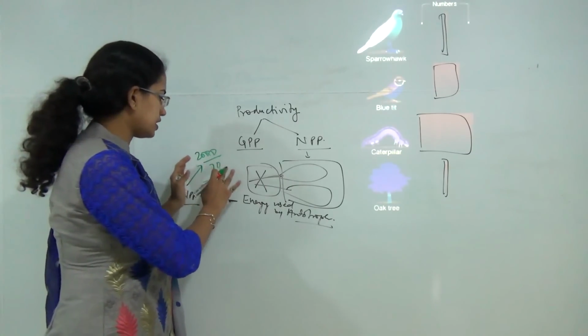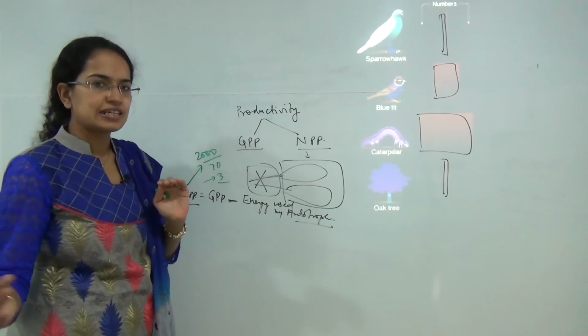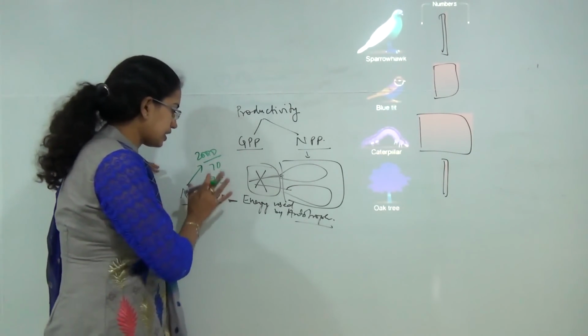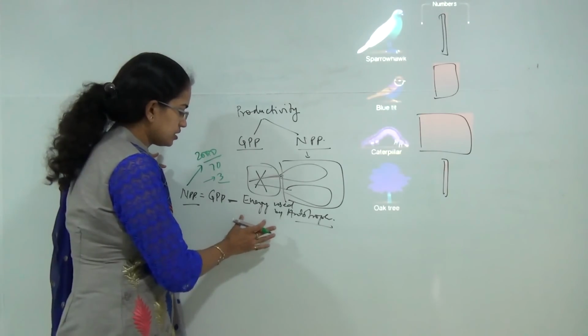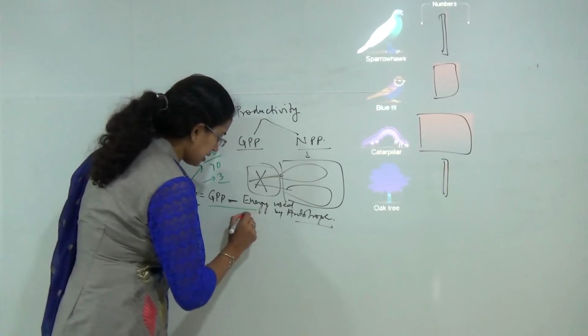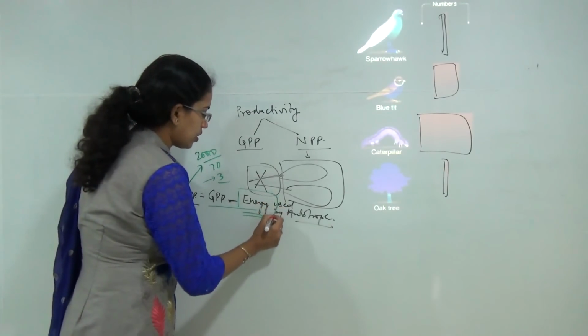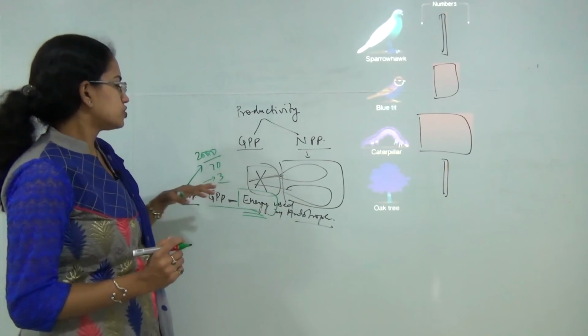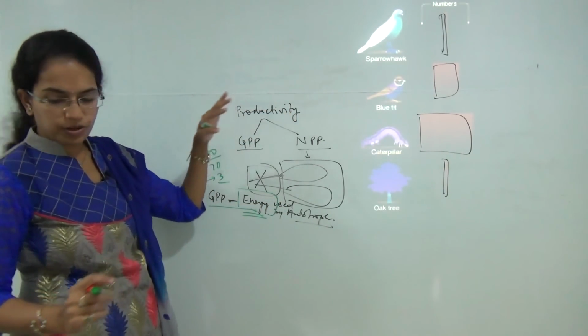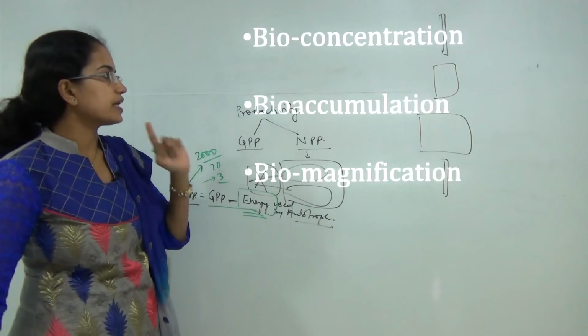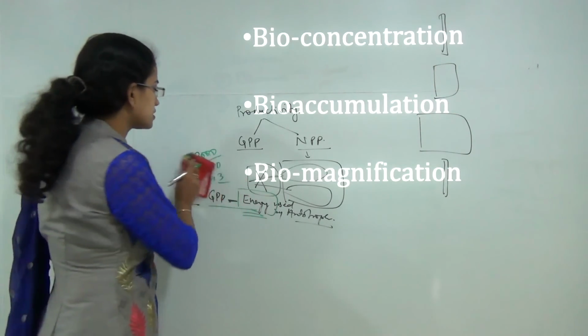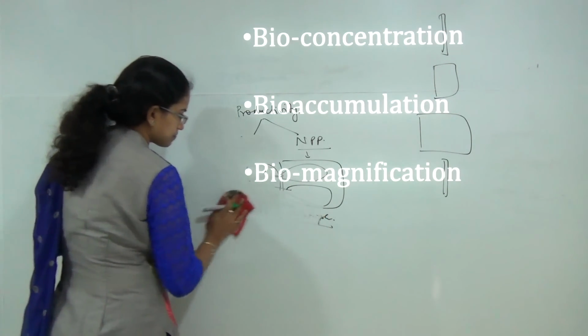So as we move towards extremes, the net primary productivity decreases because, when balancing this equation, you have higher loss during this process. So we talked about the concept of productivity. Now a very important concept is the concept of biomagnification.